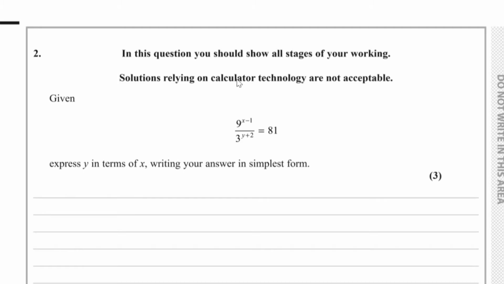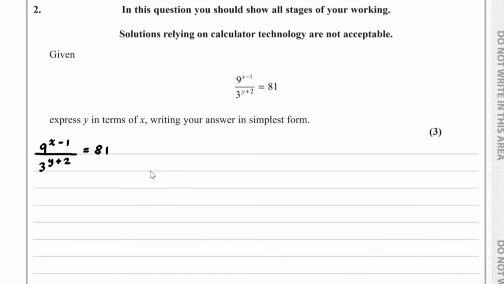Question number 2. In this question, you should show all stages of your working. Solutions relying on calculator technology are not acceptable. Given 9 to the power of x minus 1 over 3 to the power of y plus 2 is equal to 81, we have to express y in terms of x, writing your answer in simplest form.